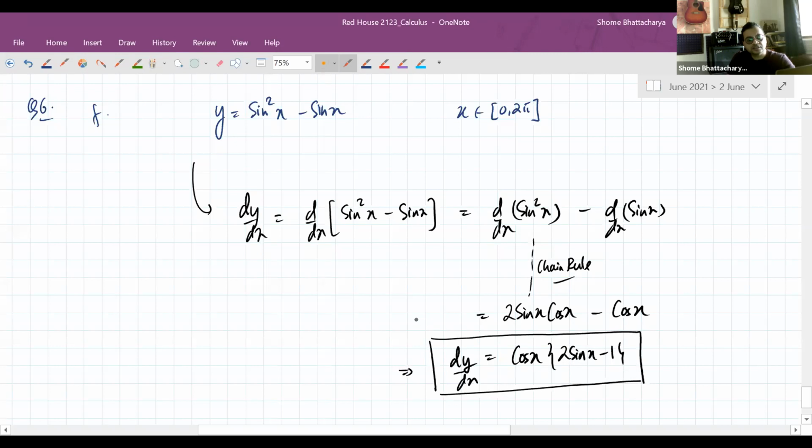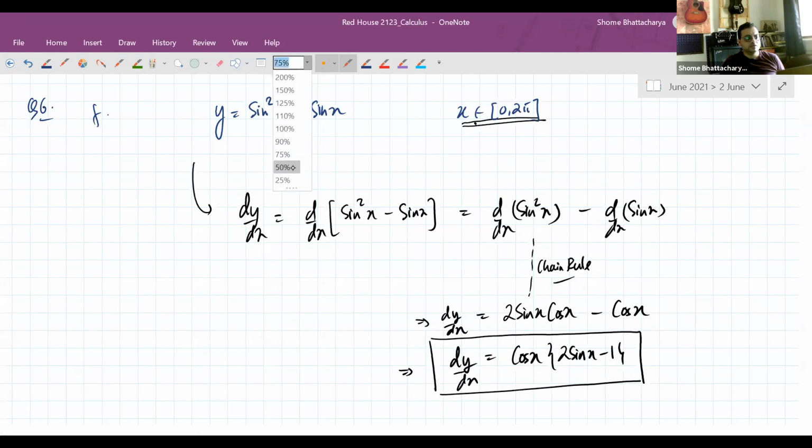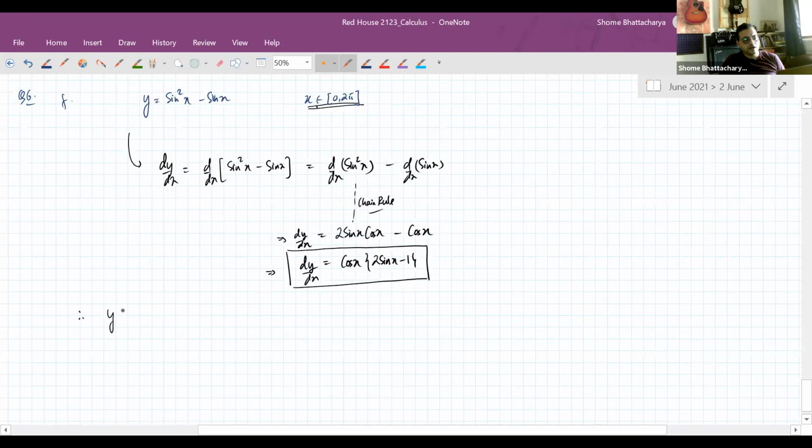Now to find out when the derivative is positive and when the derivative is negative is a little bit more complicated. So we'll again have to use that number line kind of method, but the variables in the number line are not related to x, they are related to cos x and sin x within the interval 0 to 2 pi. This is where we'll understand that y is increasing for dy by dx being positive. So that implies that cos x into 2 sin x minus 1 should be positive. Now let us look at each of these things individually.